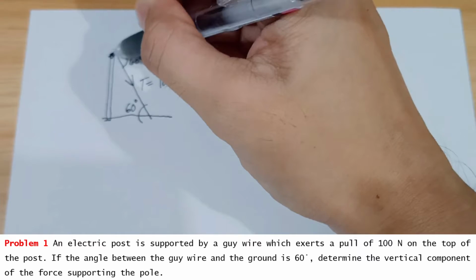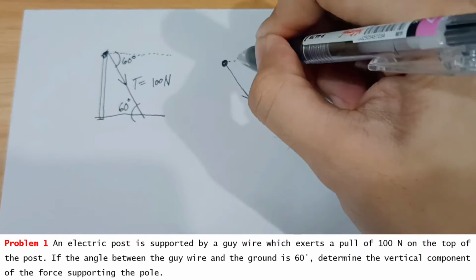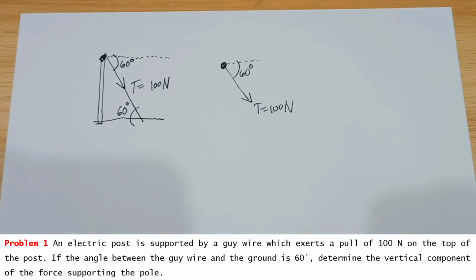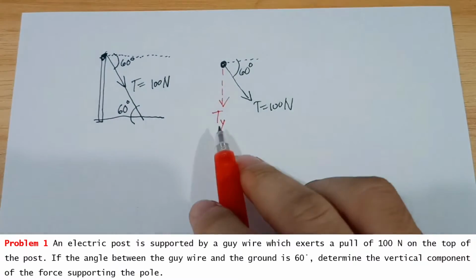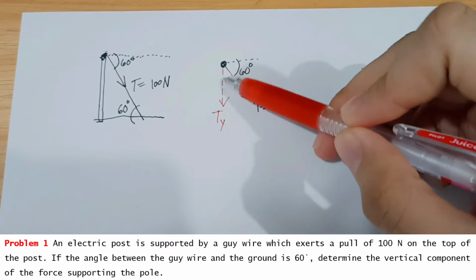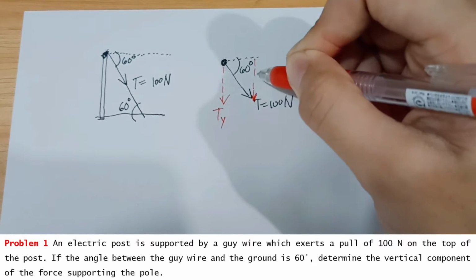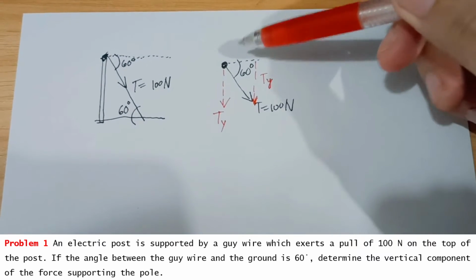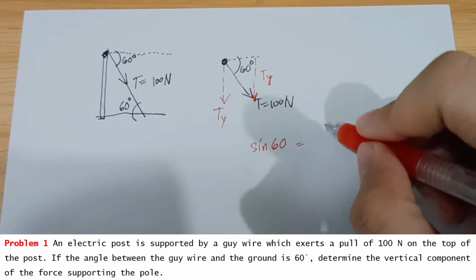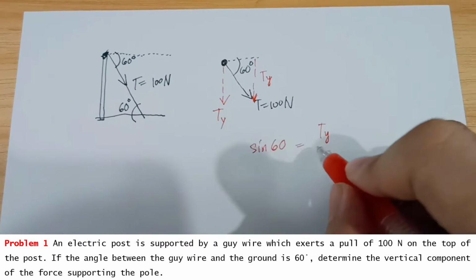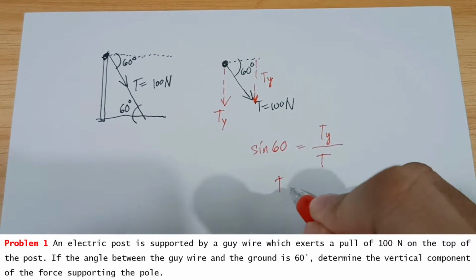Isolate natin tong point na to, magiging ganito siya. Ito yung tension na 100 newtons, tapos ito yung 60 degrees. Vertical component niya ay, sabihin natin na TY siya, or TV, pwede rin. So itong vertical na to, pag nilagay natin dito, equal lang din yun, parallel. Ito din yung TY. Dito sa triangle na to, may mabubuo tayong sin 60 is equal to TY opposite over hypotenuse na T. Kunin natin yung TY, so cross multiply lang.